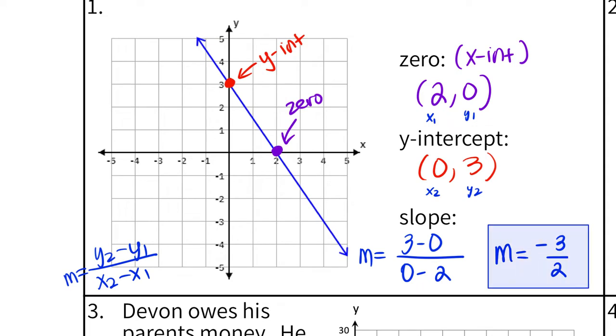There's our slope, our y-intercept, and our x-intercept.